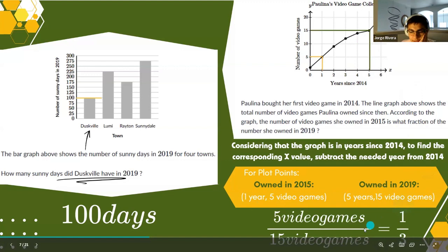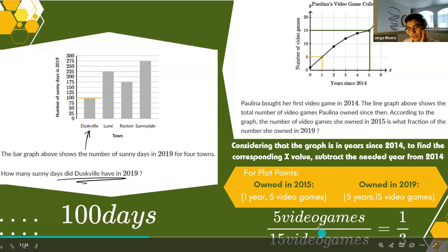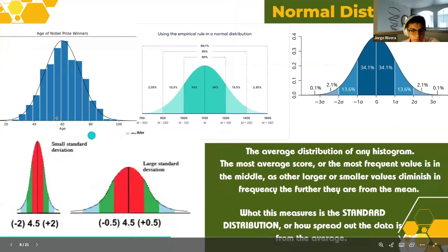So we can set the equation up as a fraction. It says the amount of video games she owned in 2015 is what fraction of 2019. So that basically means that we just need to set this one above this one. It's 5 over 15, and that equals 1/3. So that's very good. Right.